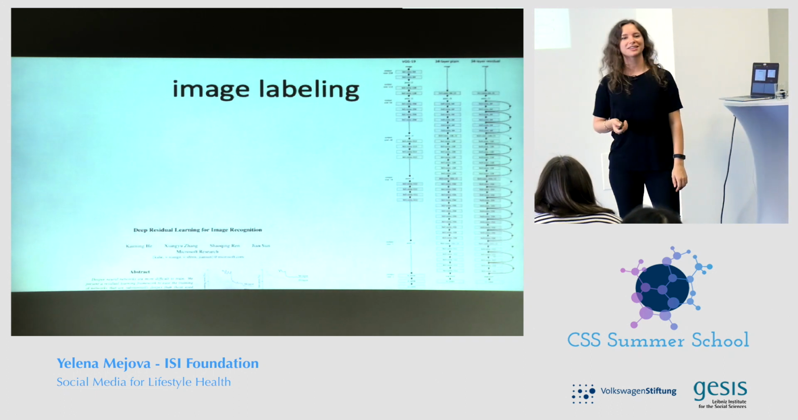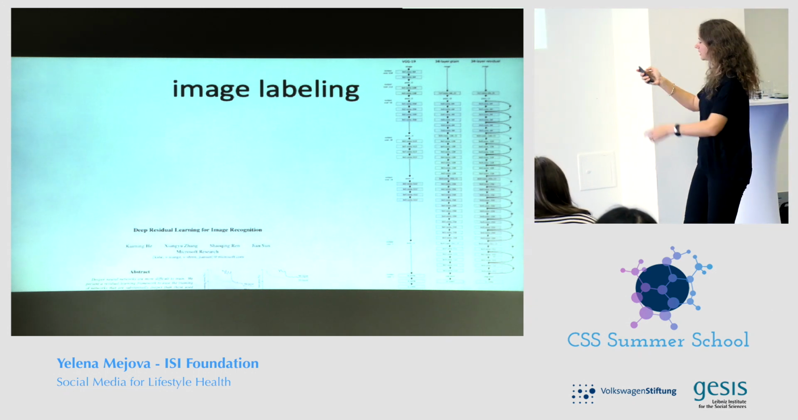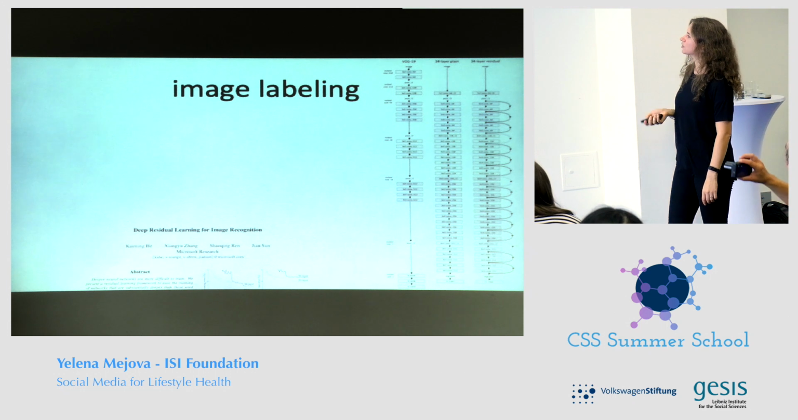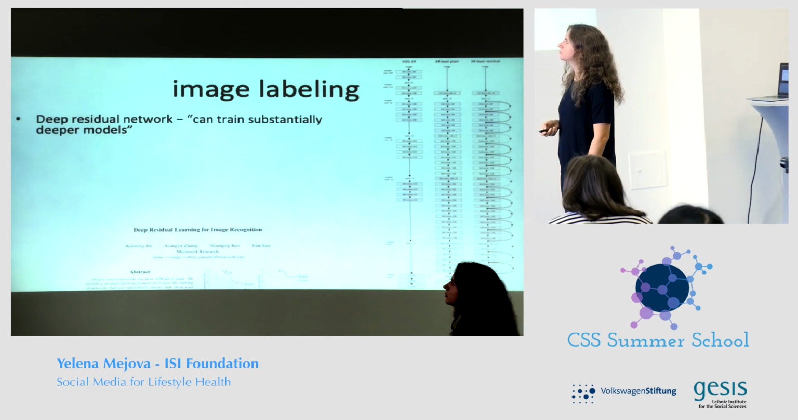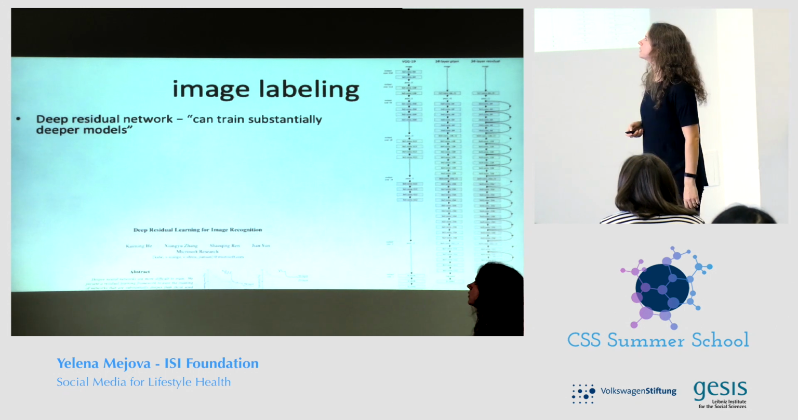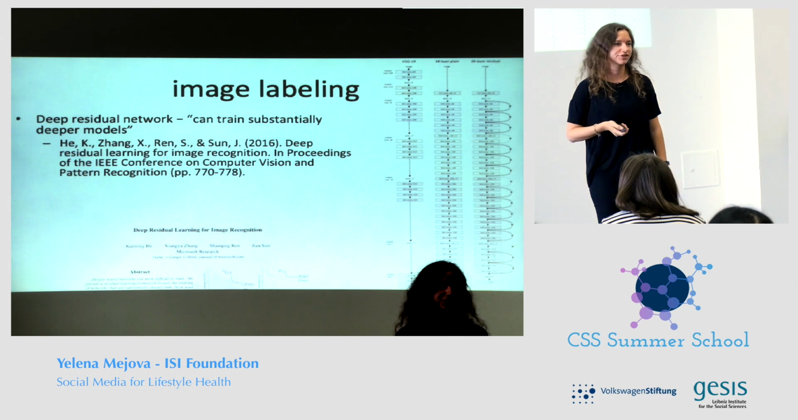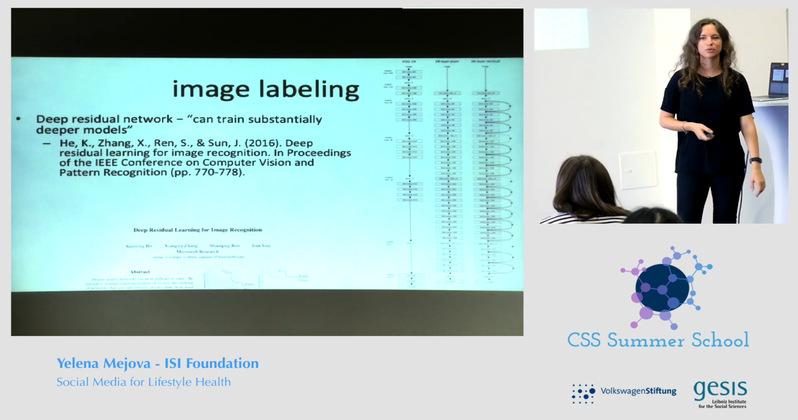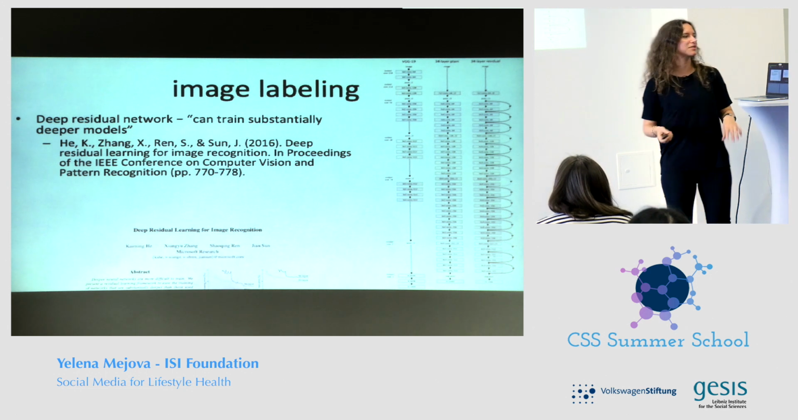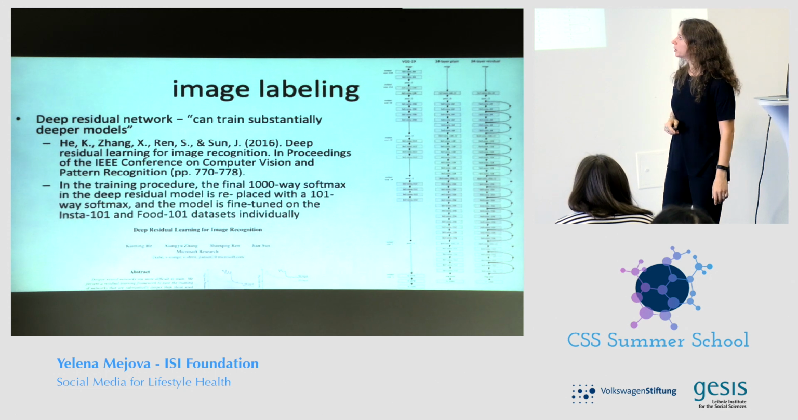So yeah, now we're stepping into the realm of enormous, beautiful things. And so what they're doing is, to label their images, they use some previous work where they're using a deep residual network that they claim can train substantially deeper models. Okay, so I am not an expert here, and I will refer your questions about exactly what's going on here to others who know more about it.